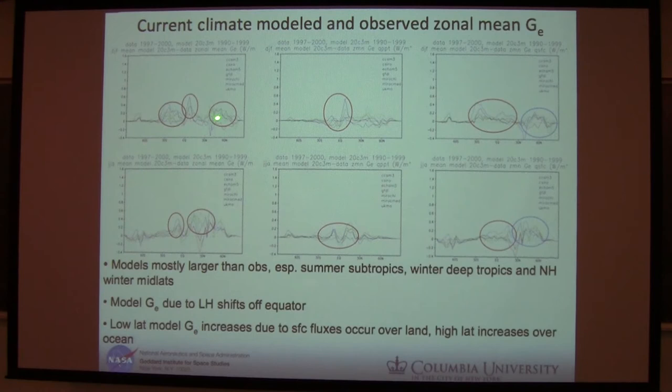Model GE, due to latent heat, shifts off of the equator, which turns out to be significant for low latitude model GE increases due to the surface fluxes over land. So here are the surface fluxes. They're bigger in the model. And high latitude increases take place over ocean.